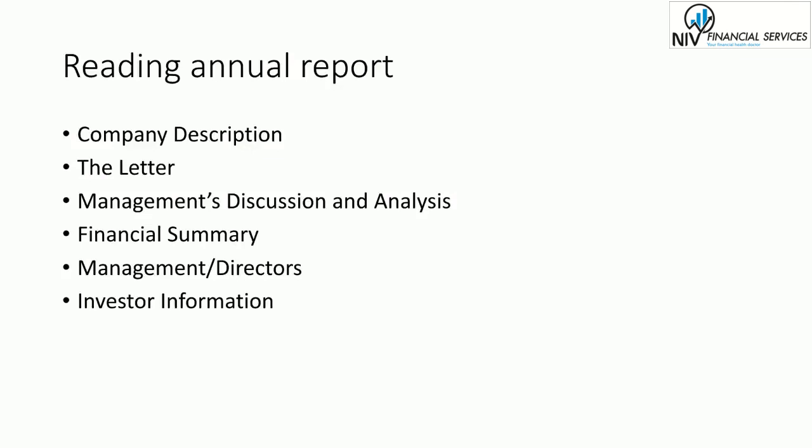The last one is investor information. There is almost always a page that lists the company's address and phone number, the stock transfer agent, dividend and stock price information, and the next annual general meeting dates. This information is helpful for anyone wanting additional data on the company and more information about the stock ownership.